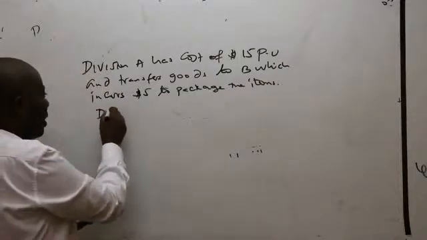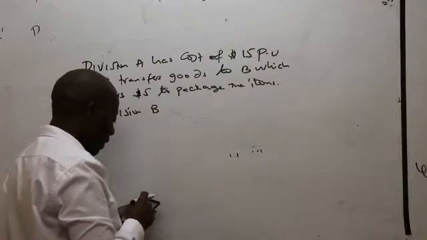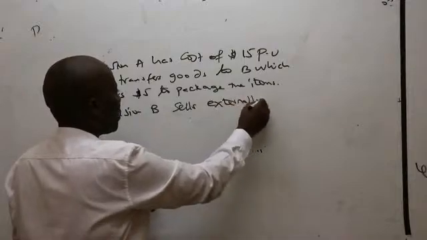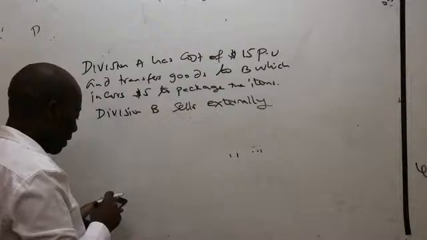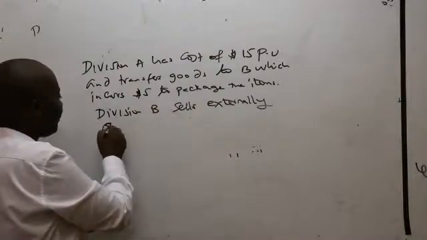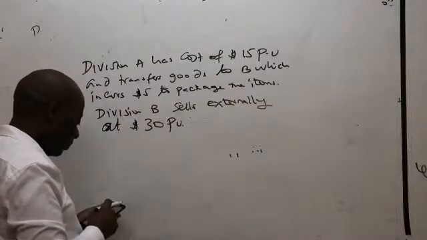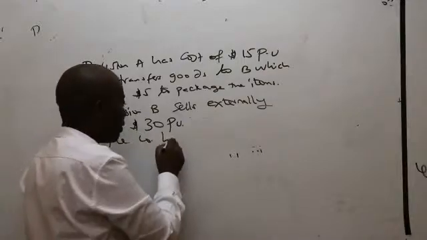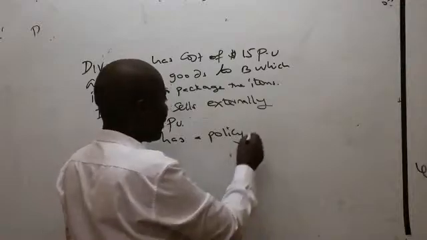Division B sells externally at $30 per unit. The company has a policy of setting.